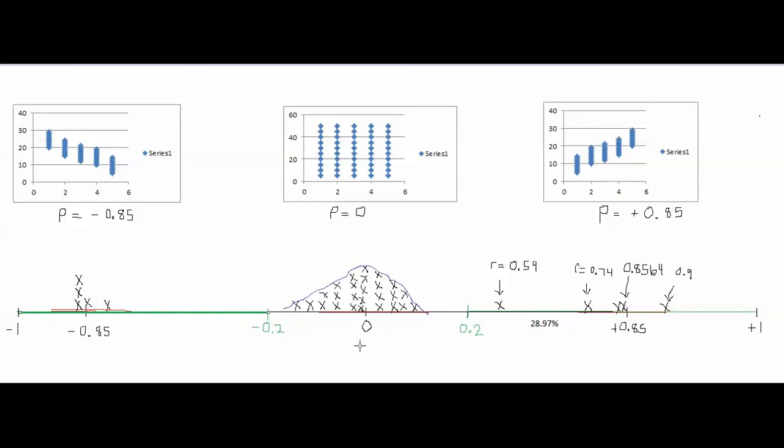I'll make the green areas a little easier to see. So when you take more and more random samples of 10 people from a population with no correlation, and you calculate the correlation coefficient of each sample, about 28.97% of the samples will end up in this area, and roughly 28.97% of the samples will end up in this area.